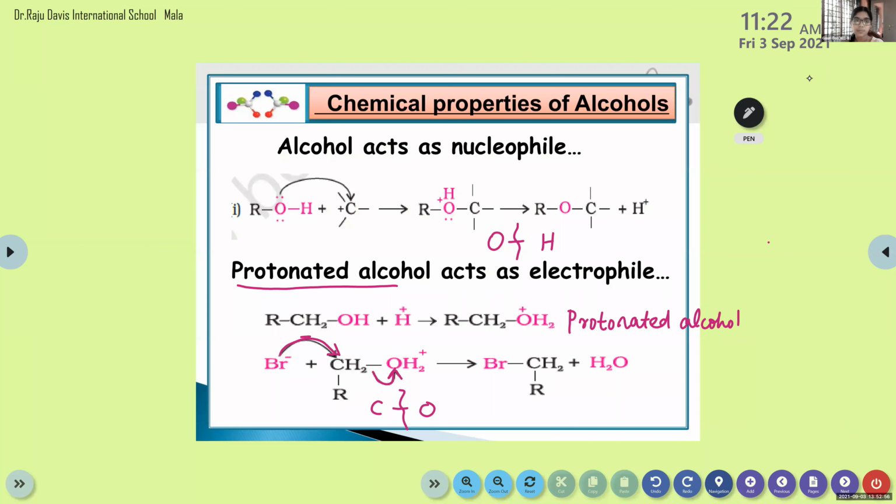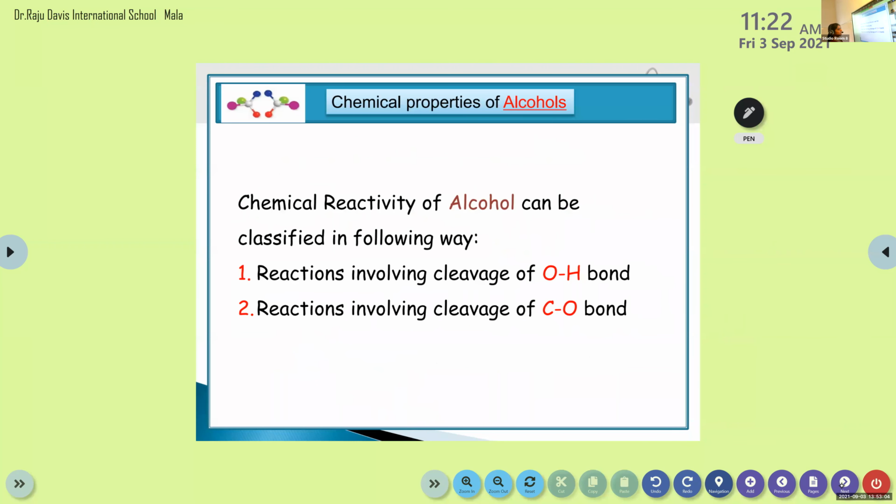Yes, ma'am. Okay. So based on these two electrophilic and nucleophilic natures, the chemical reactivity of alcohols can be classified in the following way. First one, reactions involving the cleavage of the OH bond, which is related to the nucleophile, when alcohol acts as nucleophile. Then the second one, reactions involving the cleavage of the CO bond, in which protonated alcohol acts as electrophile.